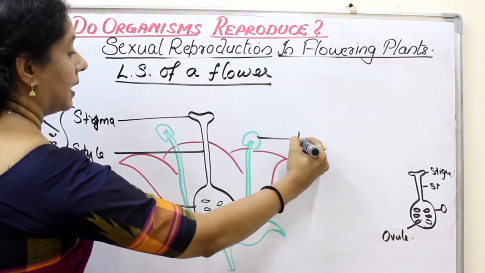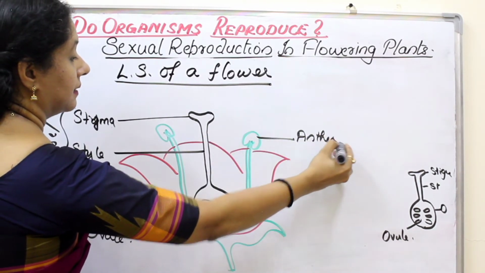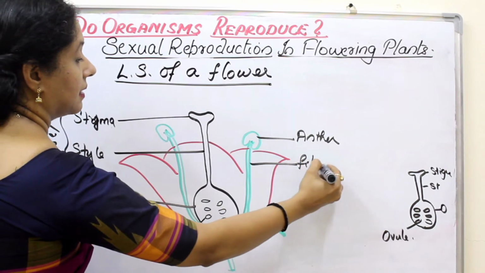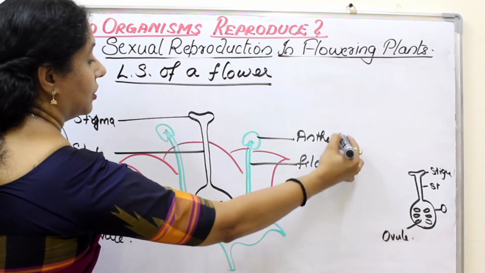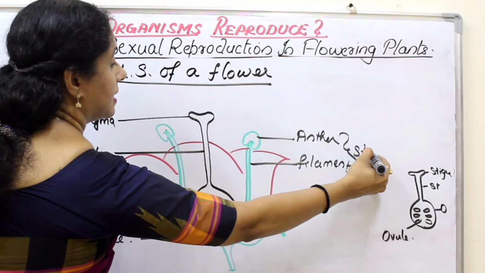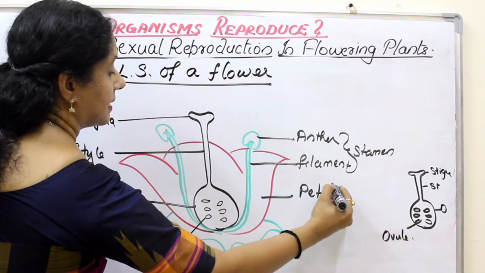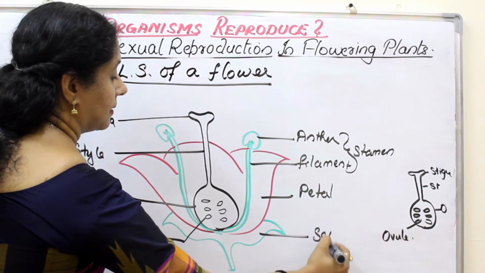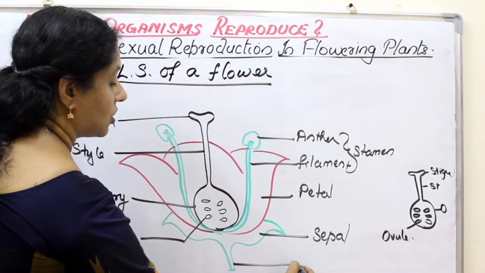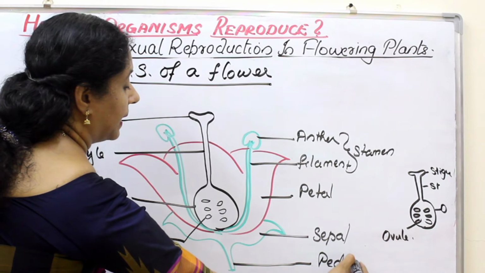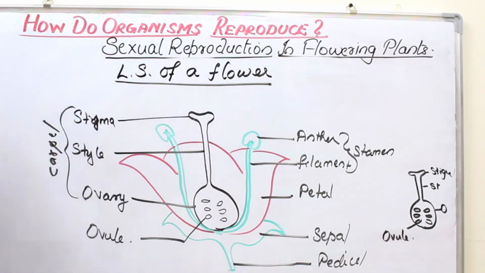Now we can mark anther, filament. Together you can mark stamen, petals, sepal. This is a stalk of a flower. It is called a pedicel. If you can remember, it's up to you.